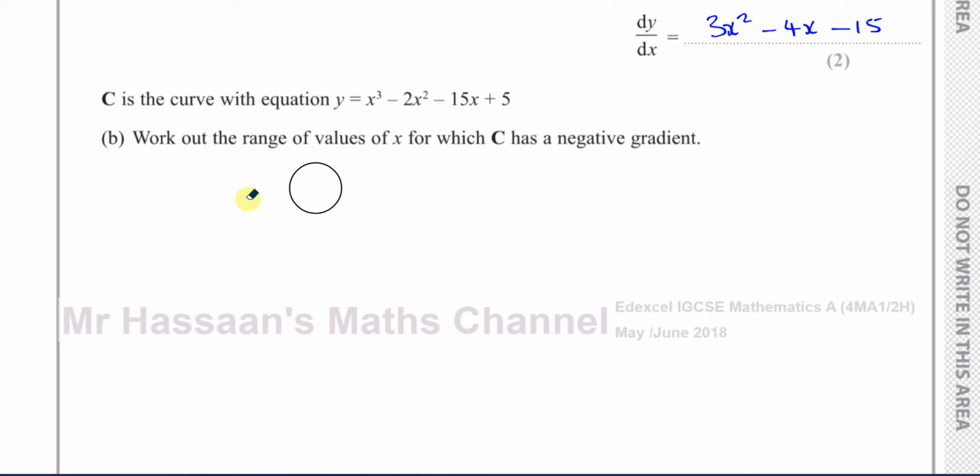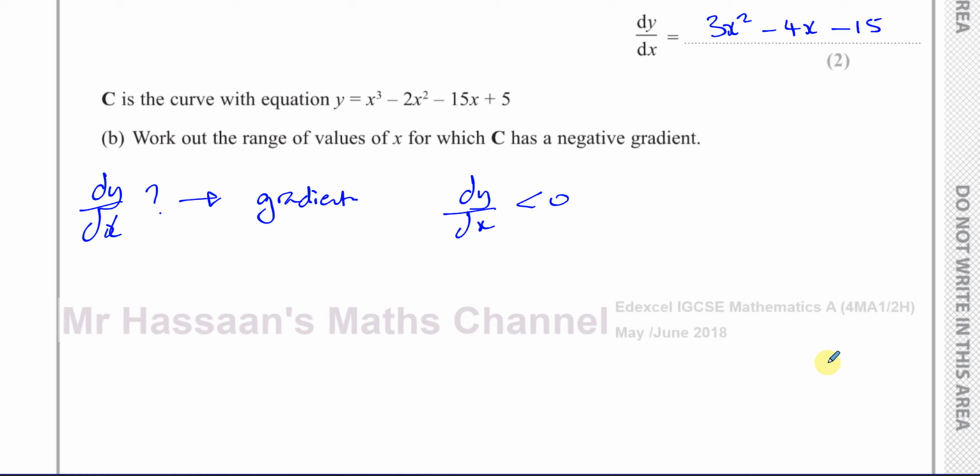Before I go into that, the phrase dy/dx, what does dy/dx tell us? dy/dx is basically telling us the gradient of the function at any point that we want. Okay, so that's the gradient of the function. So we're going to find the range of values for which the curve C has a negative gradient. So we want to find the values of x for which dy/dx is less than 0.